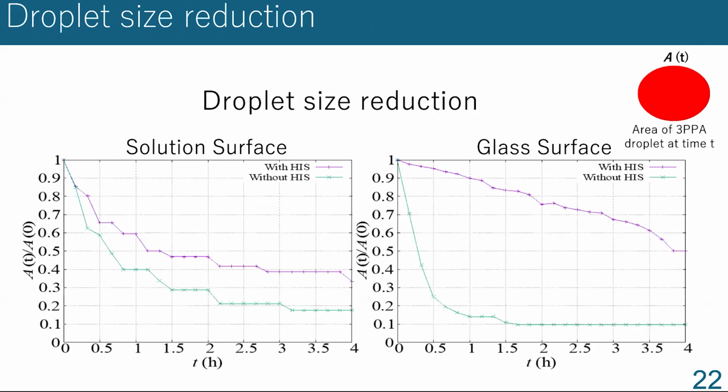And the next is the droplet size reduction. It is the same for the solution surface motion. The purple one is with histidine, and the green one is without histidine. We can see that the droplet size reduction was suppressed in the case of 3-PPA moving with histidine and SDS solution. And in the case of the glass surface, the suppression occurred more than on the solution surface.